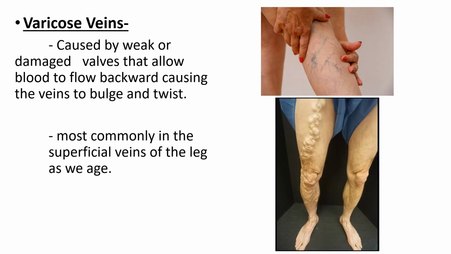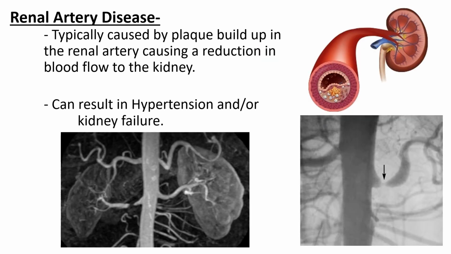Varicose veins, this is pretty much caused by weak or damaged valves, especially as we age. Our valves lose some of the gumption that they once had, and they just wear out over time. And once they start wearing out, that allows blood to flow backwards, back down our legs against gravity. This is going to cause those veins to bulge out and twist some. That is what a varicose vein is. Most common in the legs, especially as we get older.